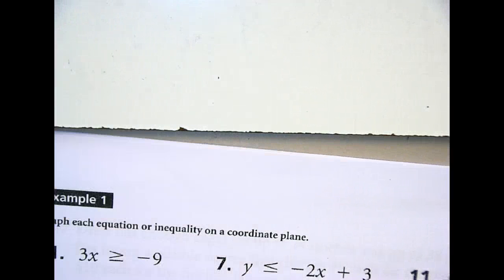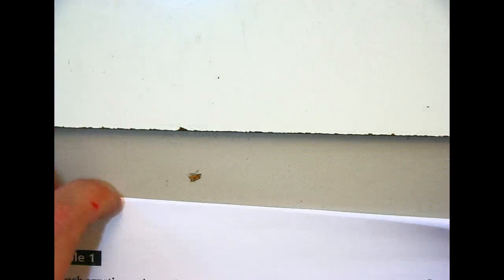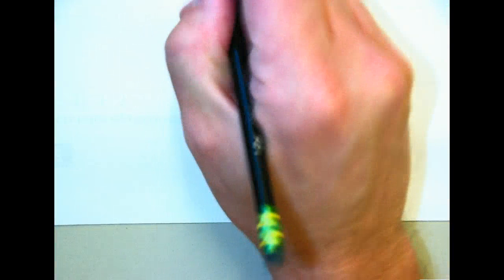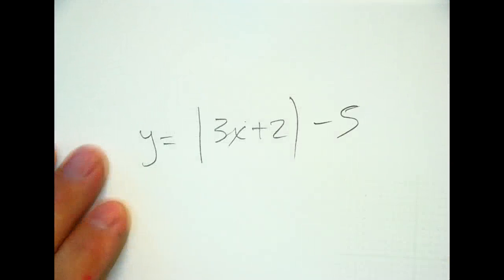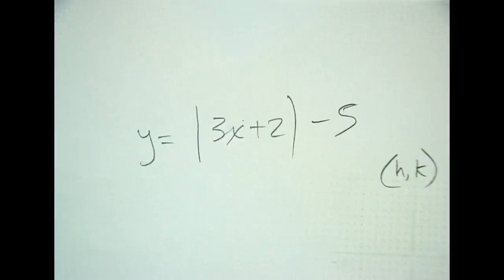How many of you got something like that? h is on the inside, k is on the outside. How do you find h? For instance, if I give you y equals 3x plus 2 minus 5. Tell your neighbor how you're going to find h. Oh, how do you find h?